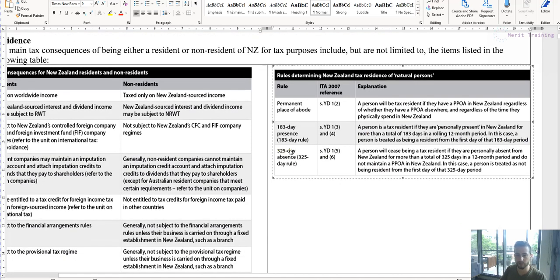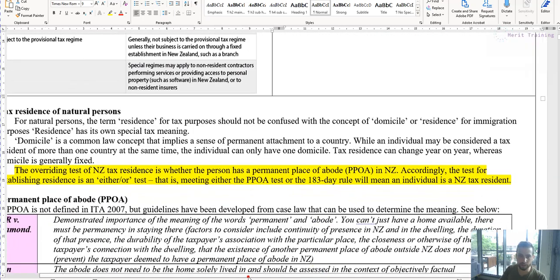And the next rule is the 325-day absence rule. So basically, and this is a negatively worded phrase as opposed to saying this person is a resident if they're in New Zealand for more than 183 days, this one's saying they will not be a tax resident if they are away from New Zealand for more than 325 days in a 12-month period, and they do not maintain a PPOA. Because if they maintain a PPOA, then they will be a tax resident regardless of time they spend in New Zealand. So this is the most important rule here, because if they have a PPOA, then it doesn't really matter about time at all. But if they don't, then you start looking at time and saying how much time have they actually spent in New Zealand.